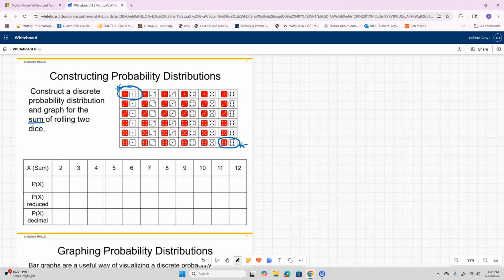And then we're going to calculate the probability of each of those occurring. Now, it's not evenly distributed like it is with rolling a single die. We have a better chance of rolling some numbers than other numbers. So let's see if we can figure out what those probabilities are.